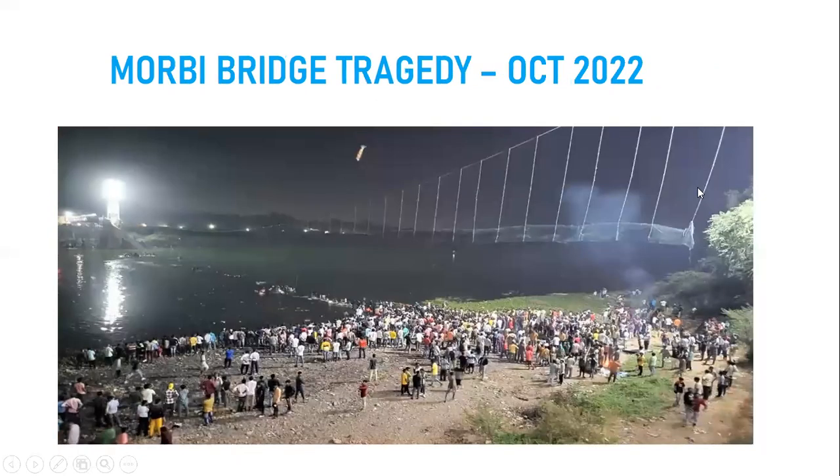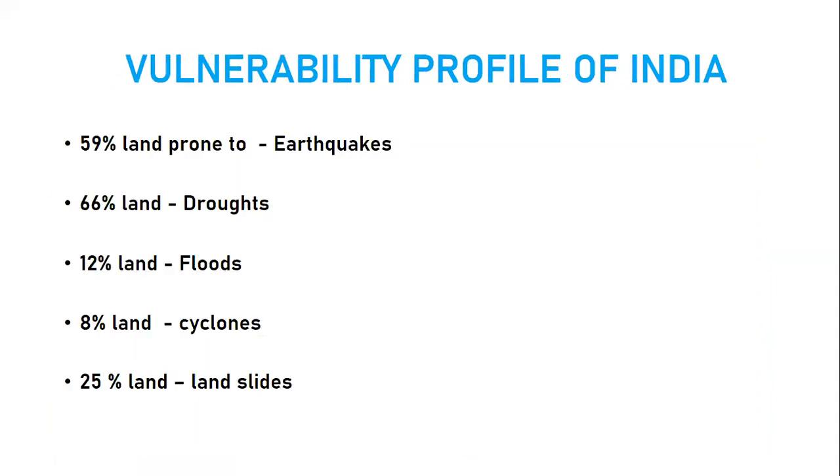Then the Morbi Bridge tragedy, October 2022, where a 140-year-old bridge, which was renovated and reopened on 26th October 2022, collapsed on the evening of 30 October 2022, 4 days after reopening, resulting in the death of 130 people. So these are the examples of human-induced hazards which happened recently.